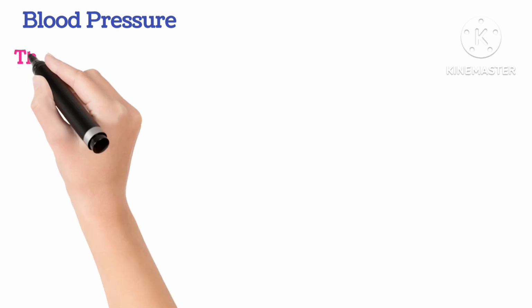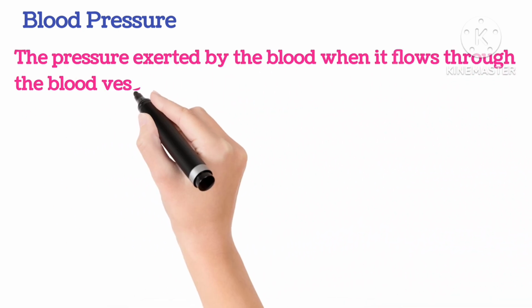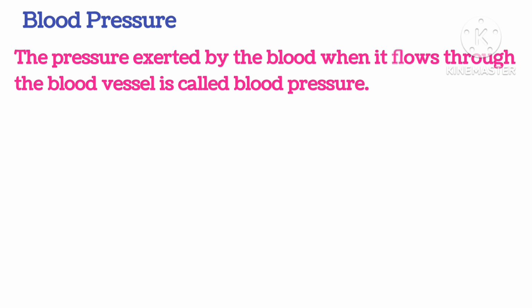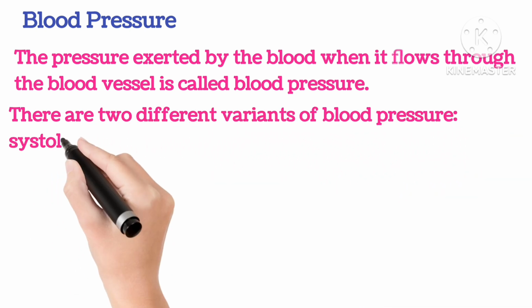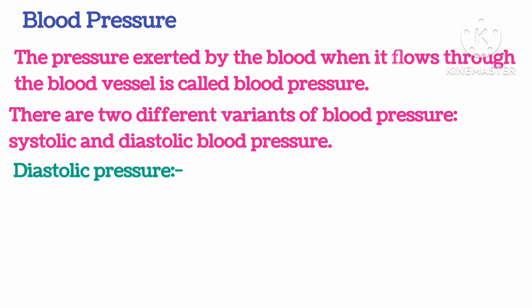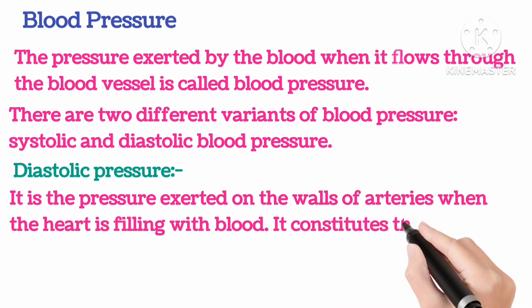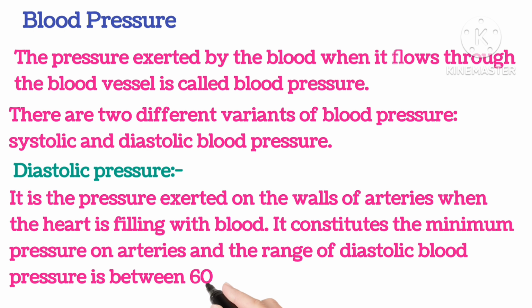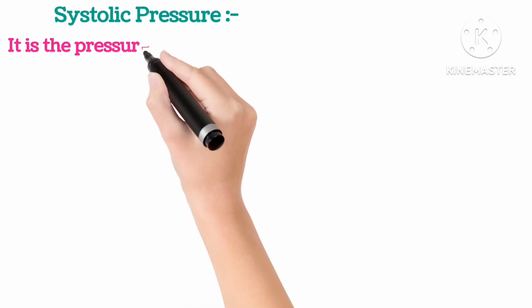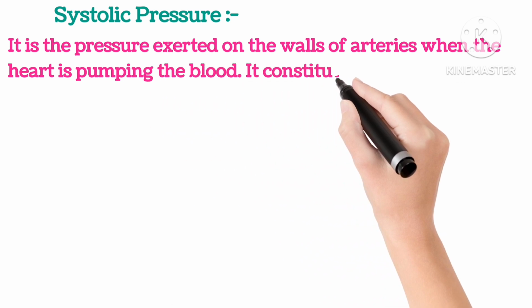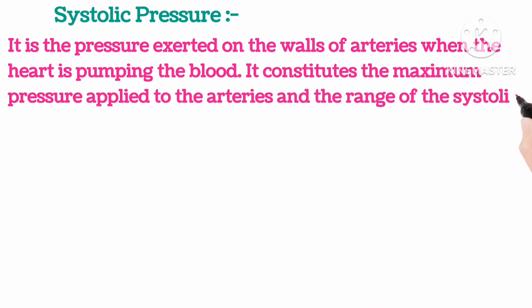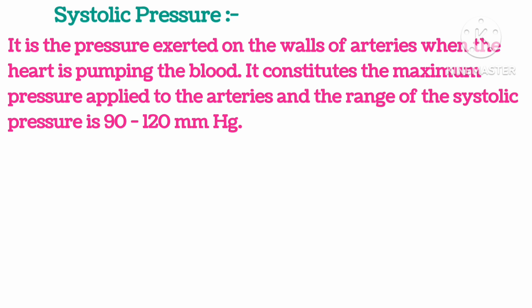Blood pressure. The pressure exerted by the blood when it flows through the blood vessel is called blood pressure. There are two different variants of blood pressure, systolic and diastolic blood pressure. Diastolic blood pressure is the pressure exerted on the walls of artery when the heart is filling with blood. It constitutes minimum pressure on arteries and ranges from 60 to 80 mmHg. Systolic pressure is the pressure exerted on the walls of artery when the heart is pumping the blood. It constitutes maximum pressure. Range is 90 to 120 mmHg.